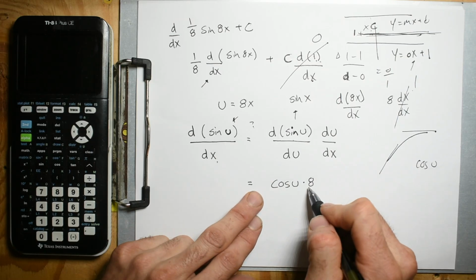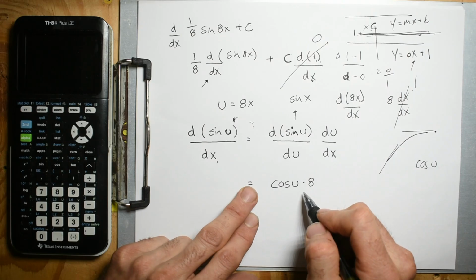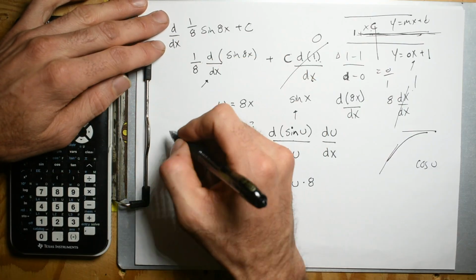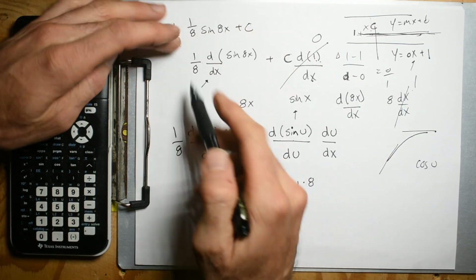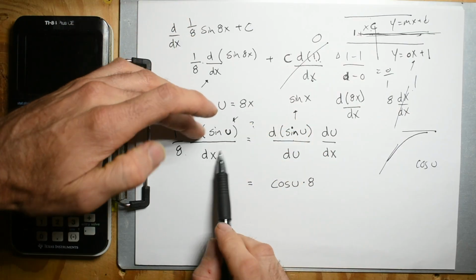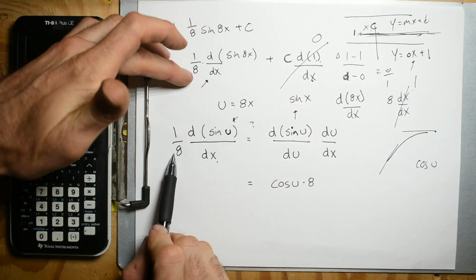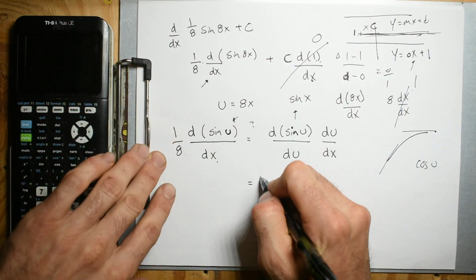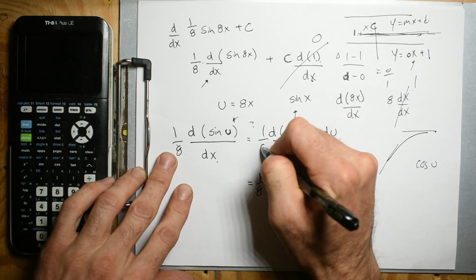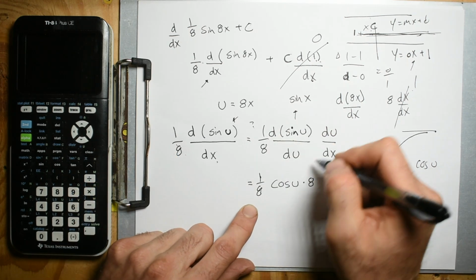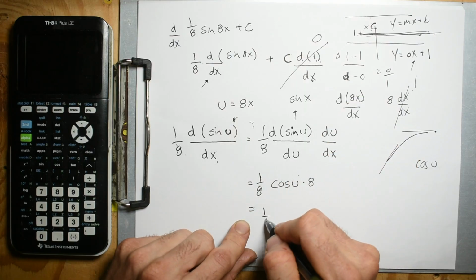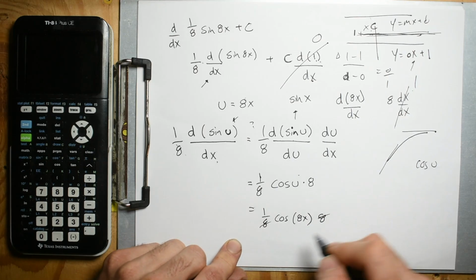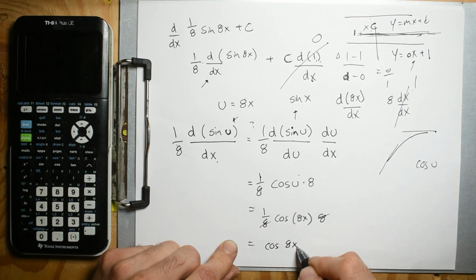And, you know, we're missing this 1/8. Sorry about that. This 1/8 never went anywhere. It's just outside the derivative. We're so focused on this derivative that we almost forgot that. After we took this derivative, we get this. Let's show that 1/8 just to make sure we don't forget about it. And now we can sub in that u. So now we have 1/8 cosine 8x times 8. These 8's cancel, and we have cosine 8x.